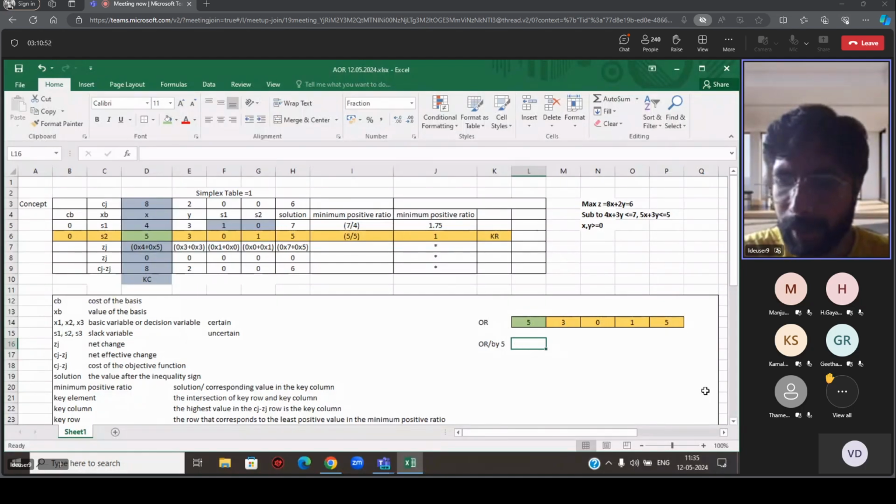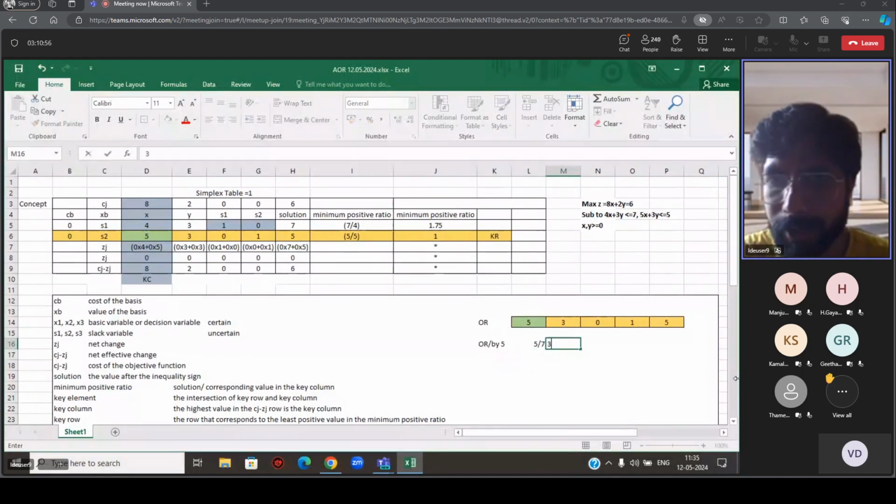So that will be 5 divided by 7. Okay. The next one will be 3 divided by 5.